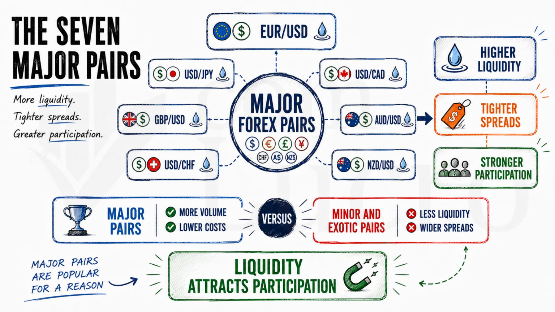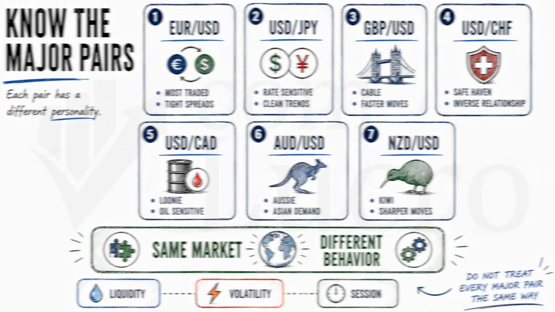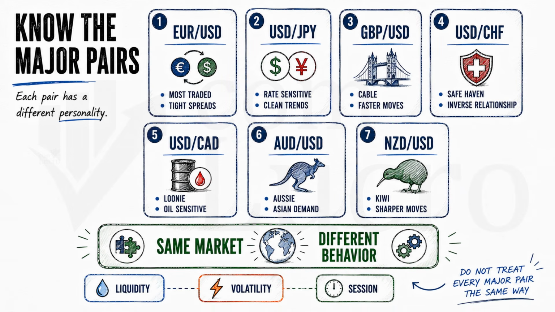The Forex market includes 7 major currency pairs. These pairs are among the most actively traded instruments in the world, which usually gives them greater liquidity and tighter spreads compared with many minor and exotic currency pairs. Let's name them quickly, because you'll see them all the way through this video. EUR/USD. The euro against the US dollar is the most traded and most liquid, with the tightest spreads.